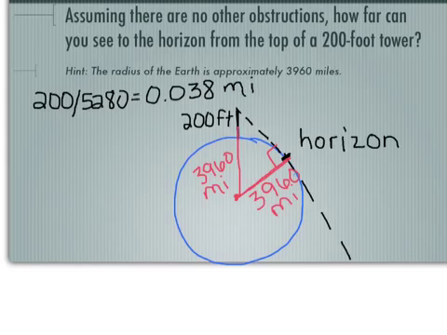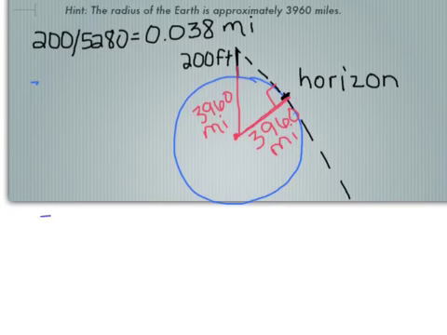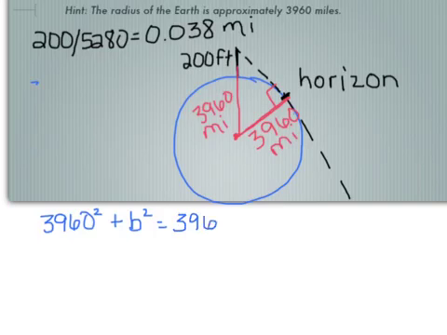And now I'm going to set up what? Pythag. Now this is just a Pythag problem. Remember, this is your hypotenuse, because it's across from the 90. So I'm going to do this down here: 3,960 squared plus b squared. What do I put for my total length of this then? 3,960.03. Good. You would think that doesn't make that much of a difference, but it does.